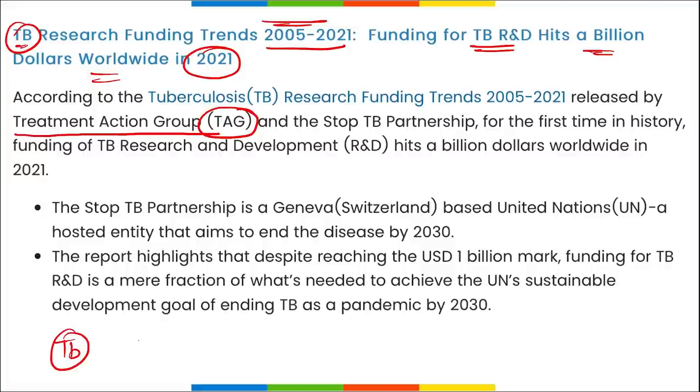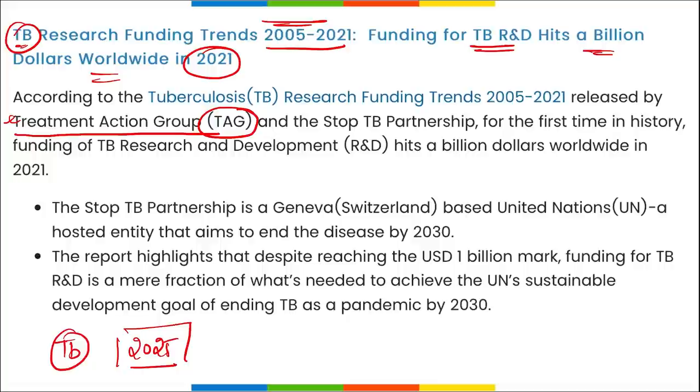Also remember, various programs have been launched by the Government of India to eliminate TB from the rural areas specifically, because in rural areas, as it is a communicable disease, people tend to seclude that person who is suffering from TB, and in that case, the person can also become mentally ill. Alright, so coming back, according to this TAG, that is Treatment Action Group, the funding for the research and development of TB hits $1 billion worldwide in 2022.